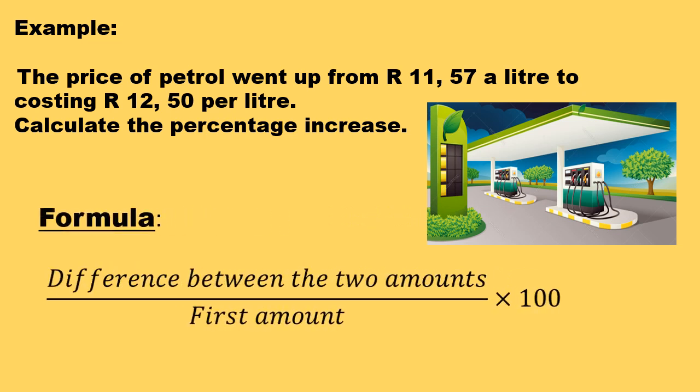And the formula that we always use is the difference between the two amounts divided by the first amount times 100. So I always say, what do I go up or down with? What is the difference between the two amounts? Divided always by the first amount, not the biggest amount, not the smallest amount, the first amount, times 100.